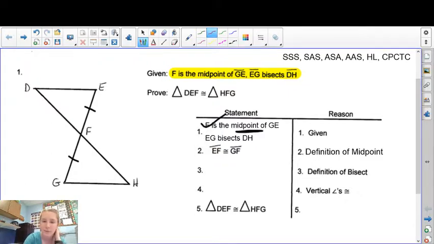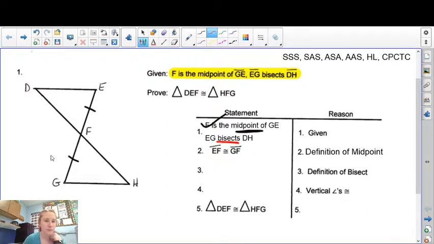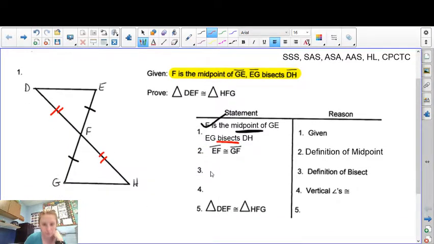Next, I see the word bisect, so let's see what that says. EG bisects DH. So this line bisects this one, which means bisect cuts in half, so therefore, this one must be congruent to this one. So DF is congruent to HF. Again, that's a definition of bisect. So we used it. Okay, cool.